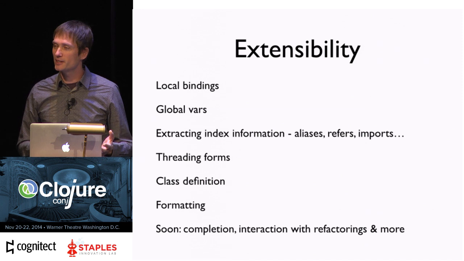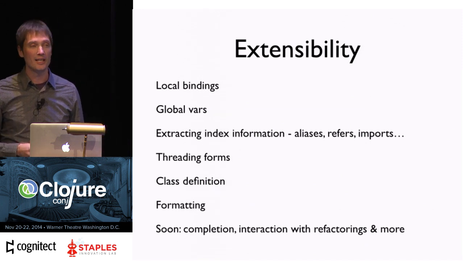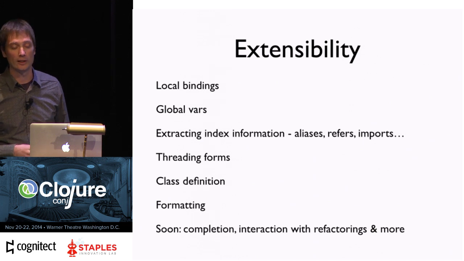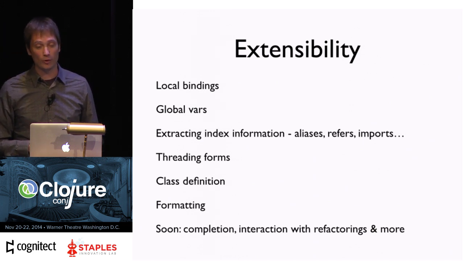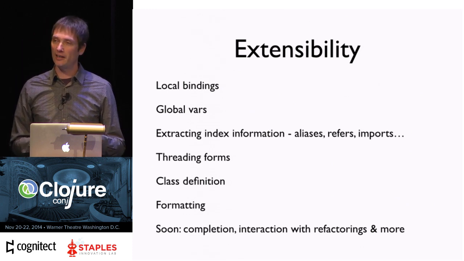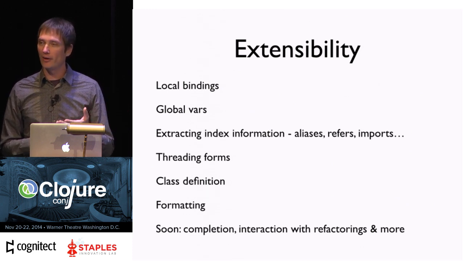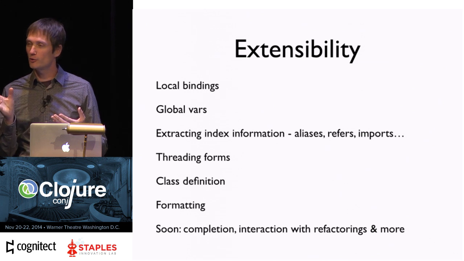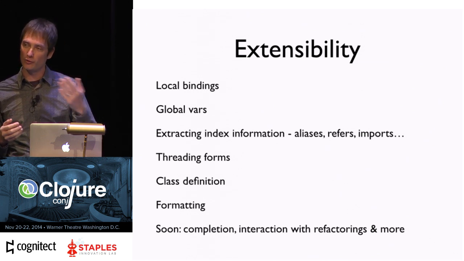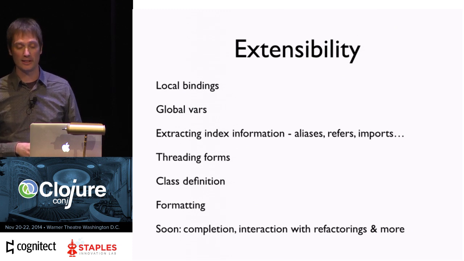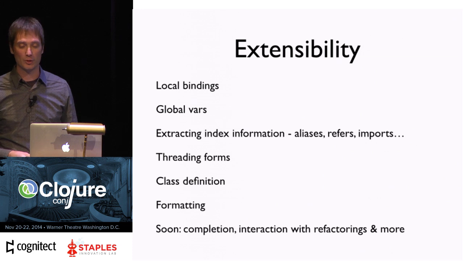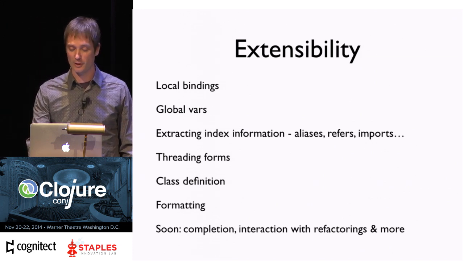Class definition: does this form define a class? And formatting, so you can actually now customize the formatting for specific forms as well. And soon they'll be adding support for completion, so you'll actually be able to have context-sensitive completion. So if you're in an ns form, for example, and you're requiring some namespace and you have an excludes form there, when you're in the excludes vector in your completions, you only want to see symbols from the namespace that you're requiring. You don't want to see anything else. And there are certain cases where you need to have interactions with refactorings for particular forms and so on.